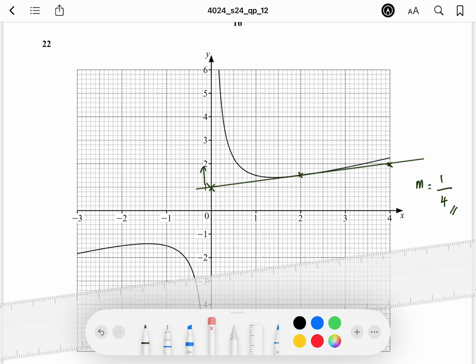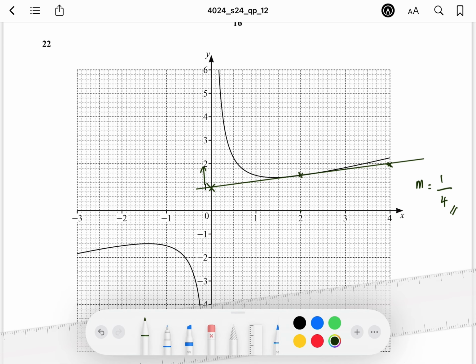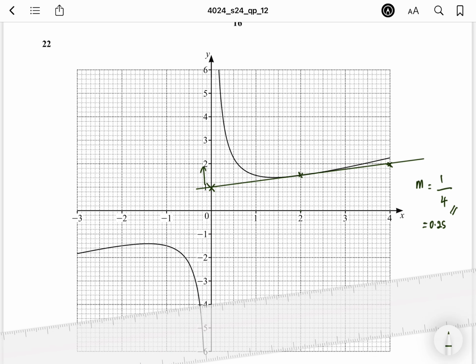So any values near to this one, 0.25, will be considered, because it depends on how accurate you draw your tangent. That means if your answer is 2, wrong. 5, wrong. 1, wrong. 0.29, can. 0.23, can. 0.1, not acceptable. Okay?